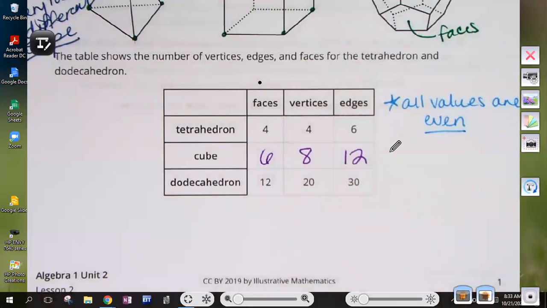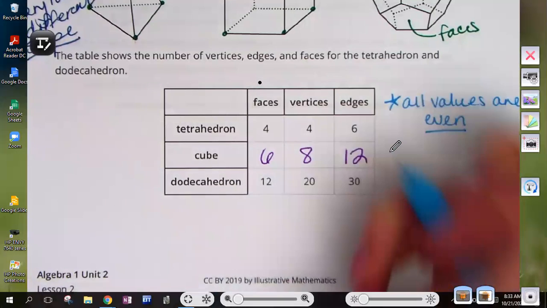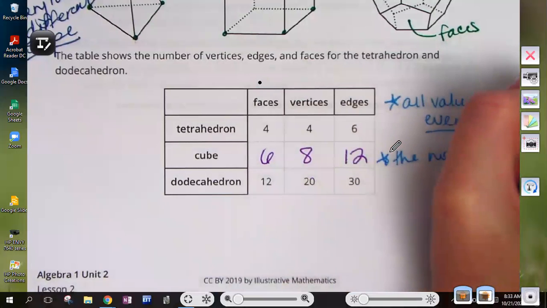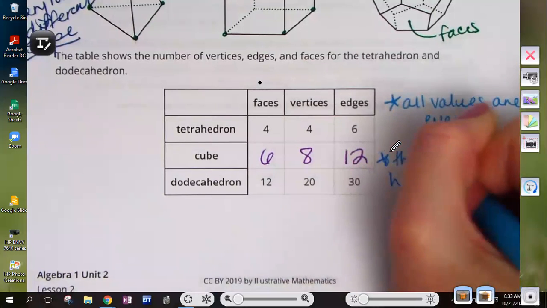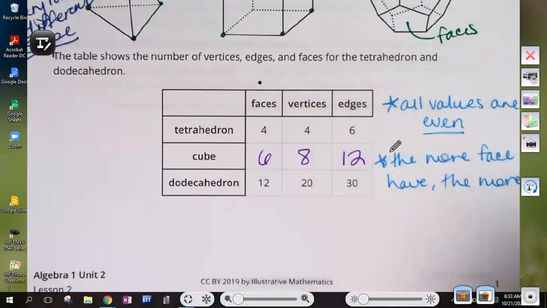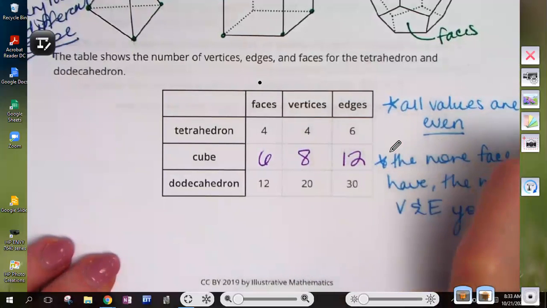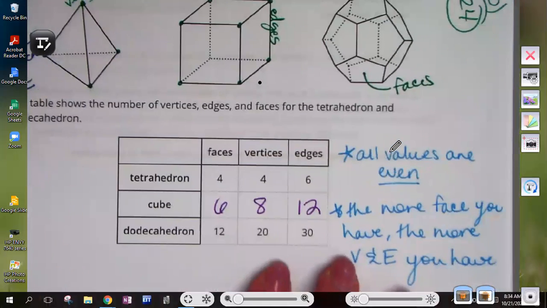The more faces you have, the more vertices you have. The more faces you have, the more vertices and edges you have as well, okay? I'm going to shorten it to V and E. So that stands for vertices and edges, so hopefully that doesn't confuse anyone.